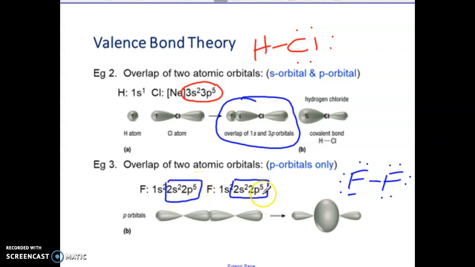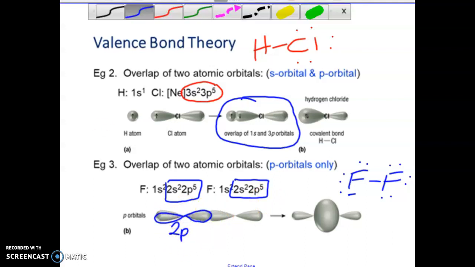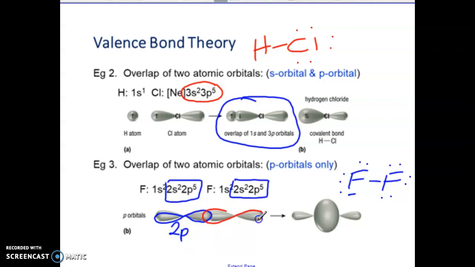Same deal with the other fluorine. So what this is showing you here is basically 1 2p from one fluorine, and this is the other 2p from the second fluorine. So this overlap here is our sigma bond.